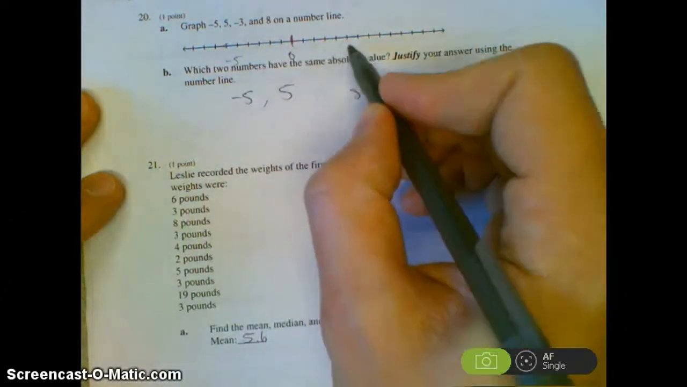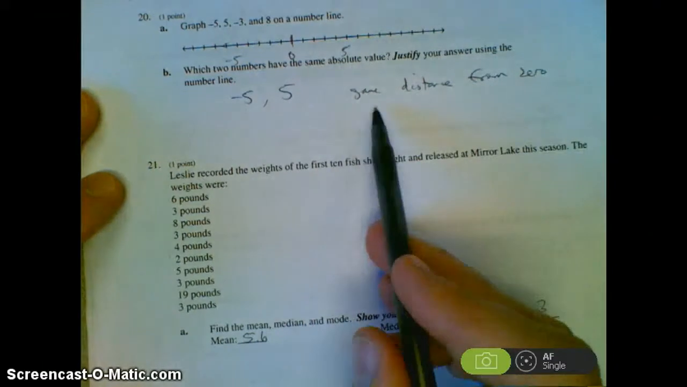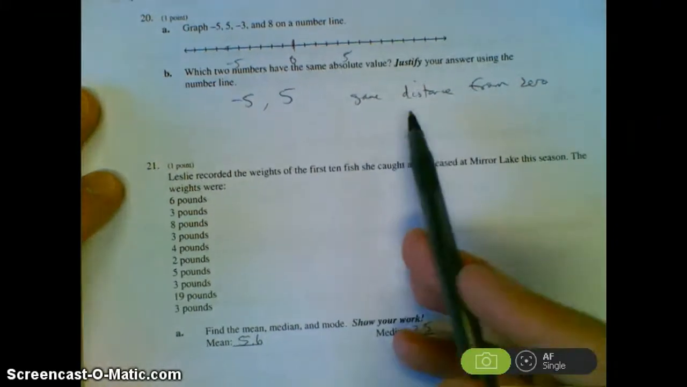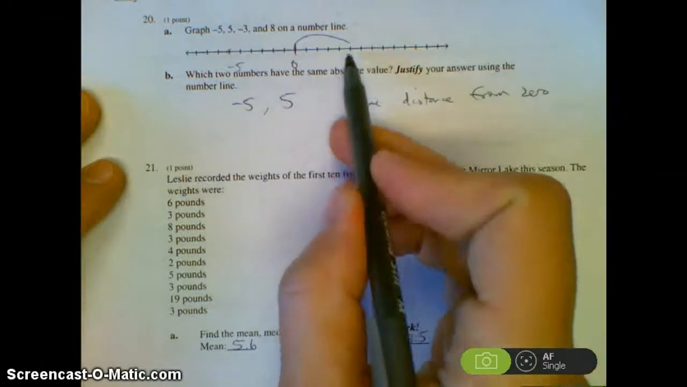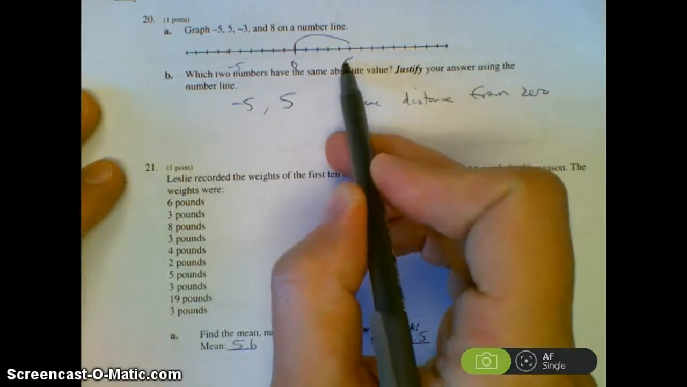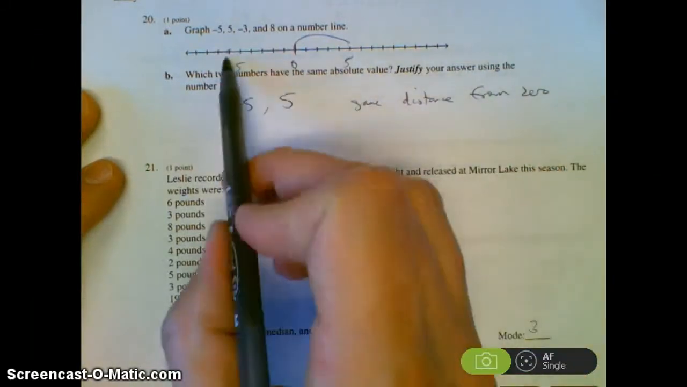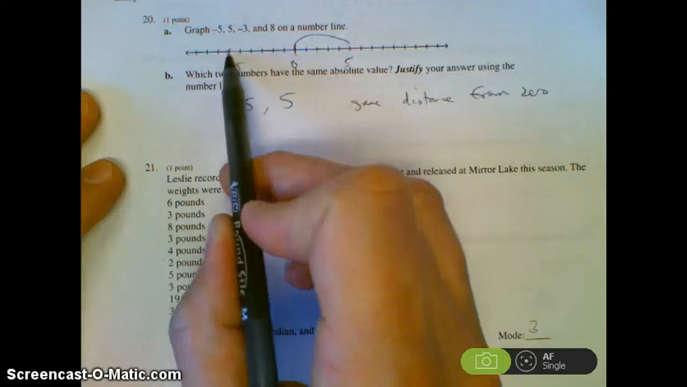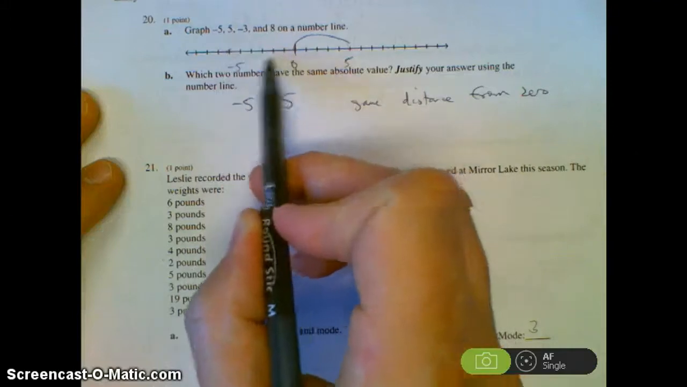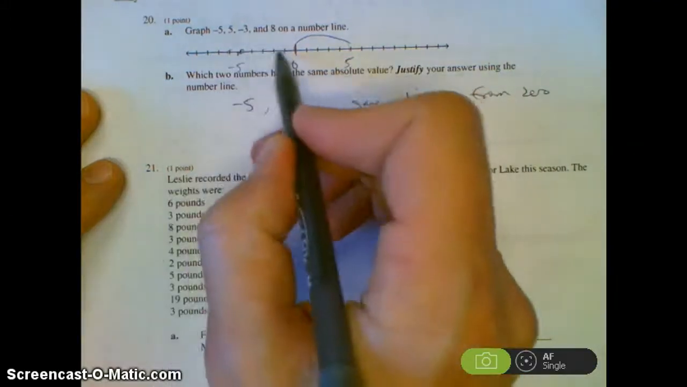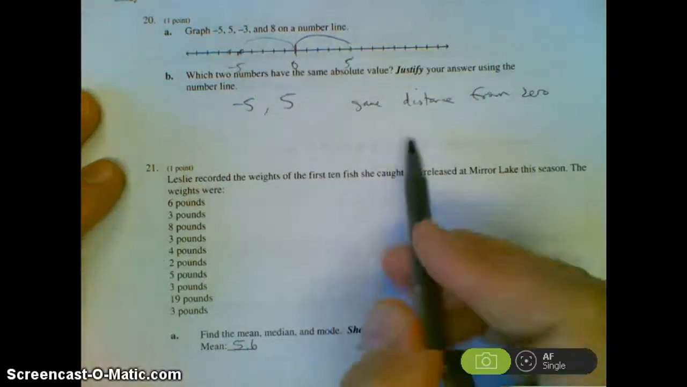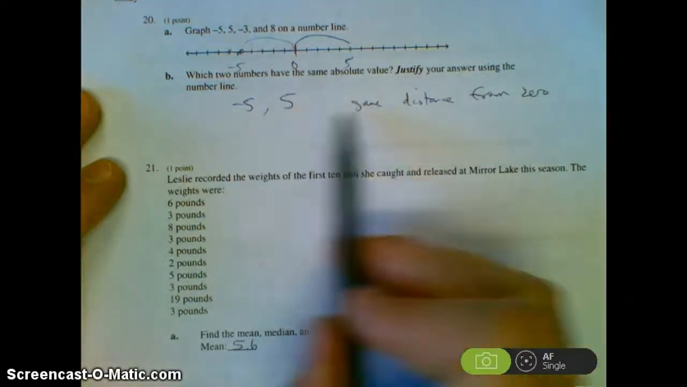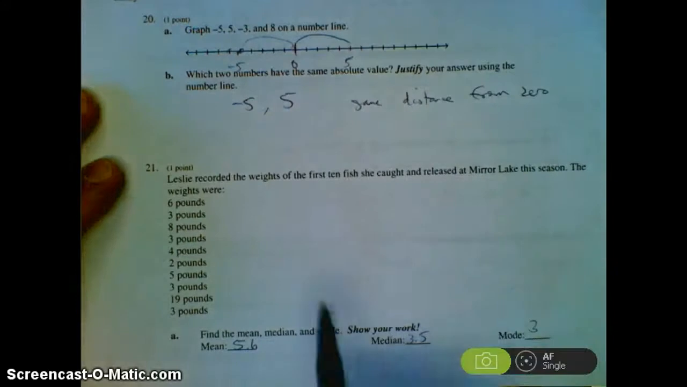That these have the same absolute value because they have the same distance from 0. That is absolute value. So the absolute value of 5 is 5. It's 5 spaces from 0. Negative 5, the absolute value is 5 because it's 1, 2, should be right here. 1, 2, 3, 4, 5 spaces from 0. That is absolute value. Negative 5 and 5 are the same distance from 0.